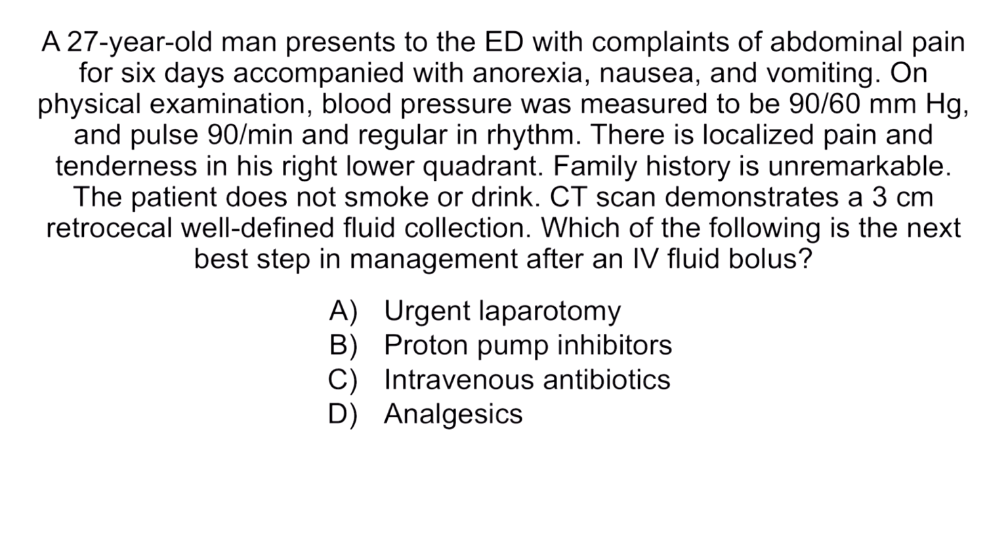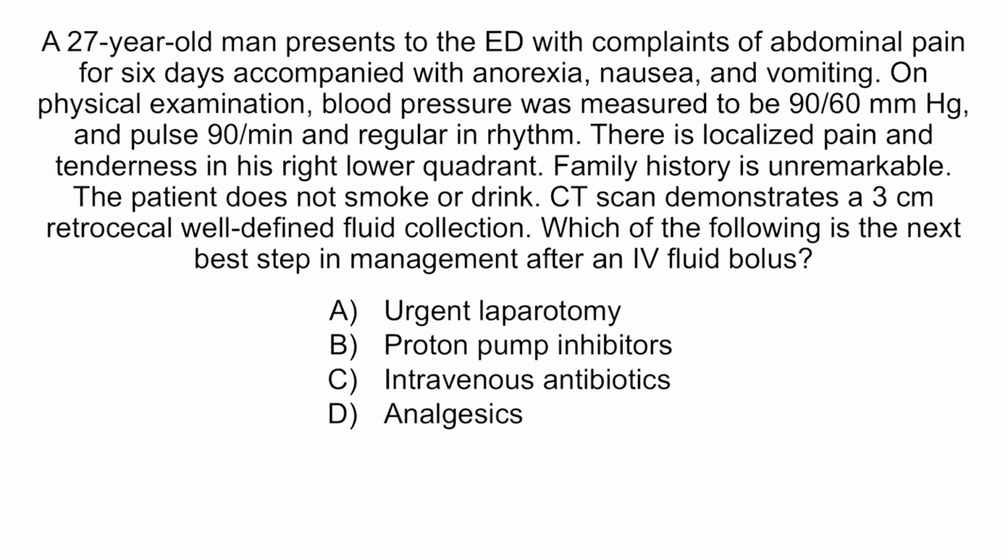A 27-year-old man presents to the ED with complaints of abdominal pain for 6 days, accompanied by anorexia, nausea, and vomiting. On physical exam, his blood pressure was measured to be 90/60, pulse of 90, and regular in rhythm. There is localized pain and tenderness in his right lower quadrant. Family history is unremarkable. The patient does not smoke or drink. The CT scan demonstrates a 3 centimeter retrocecal, well-defined fluid collection. Which of the following is the next best step in management after IV fluid bolus? A. Urgent laparotomy. B. Proton pump inhibitors. C. Intravenous antibiotics. D. Analgesics.